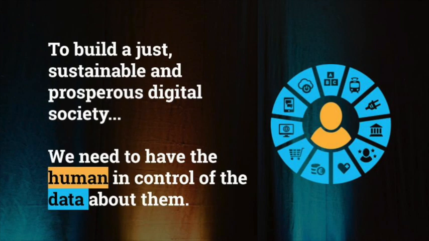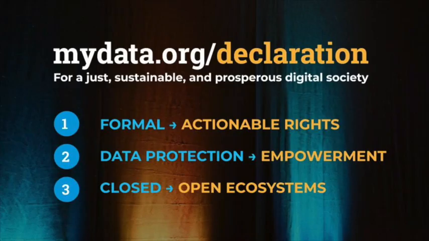And we believe that to see this become reality in the world, we need to really push for three major shifts. These are the shift from formal to actionable rights, the shift from data protection to data empowerment, and the shift from closed to open ecosystems. These shifts are further explained in the MyData Declaration, and you should read it. It's not very long, and it's very readable. It's on our website at mydata.org/declaration.